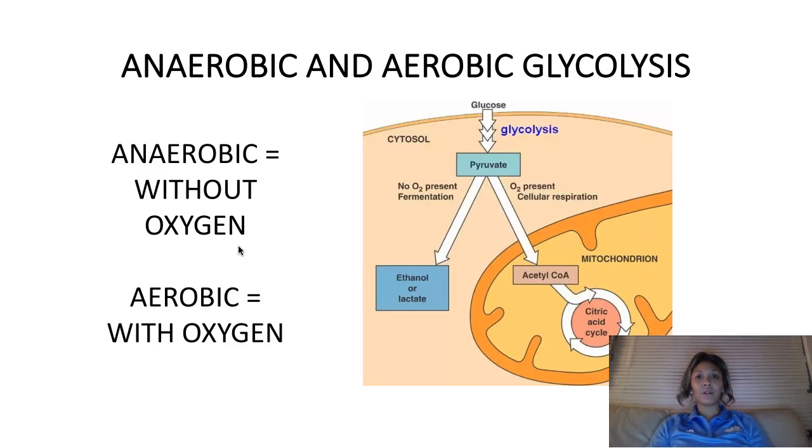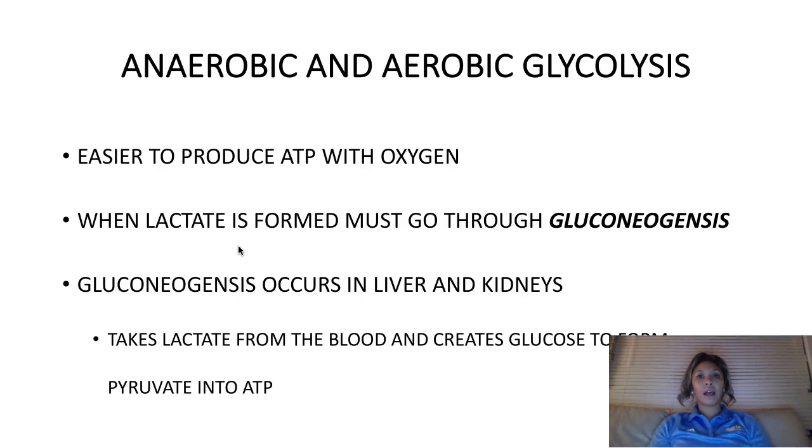As we can see in the photo, glucose through the process of glycolysis turns into pyruvate. When we have oxygen, pyruvate can turn into acetyl-CoA and go straight into the mitochondria and produce many amounts of ATP. Whereas when we don't have oxygen, which is an anaerobic process, it turns into lactate. We have to understand how we can get ATP through lactate. We know that it's much easier to get ATP with oxygen.